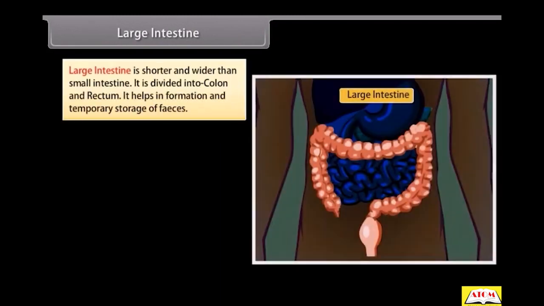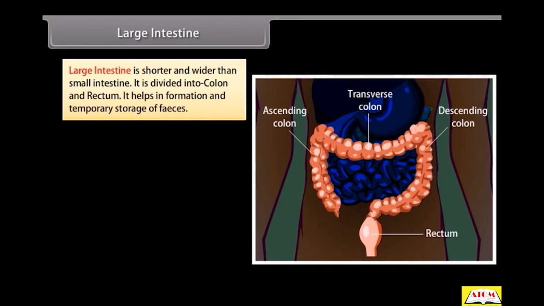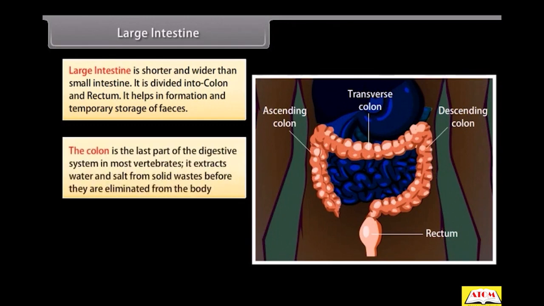Large intestine. Large intestine is shorter and wider than the small intestine. It is divided into colon and rectum. It helps in formation and temporary storage of feces. The colon is the last part of the digestive system in most vertebrates. It extracts water and salt from solid wastes before they are eliminated from the body.